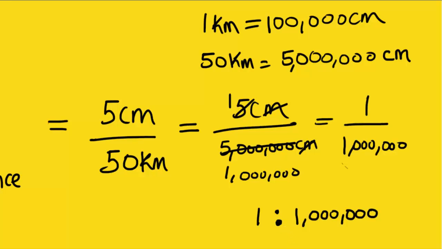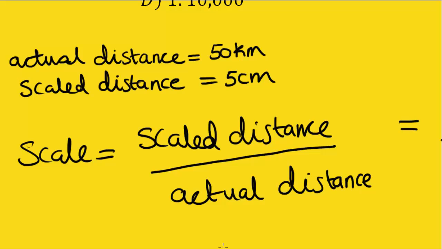And the key thing to know is that the scale is given by the scaled distance divided by the actual distance, or the ratio of the scaled distance to the actual distance. Kind of the same thing. But you just make sure you use the same units. So that's it.